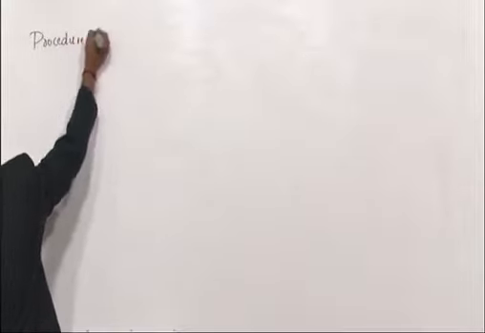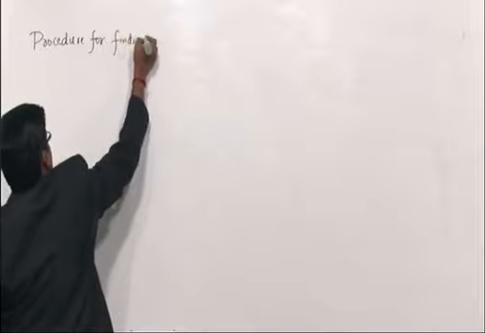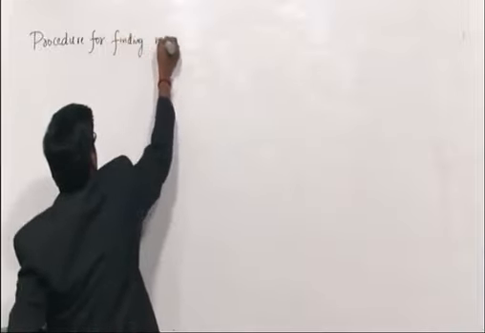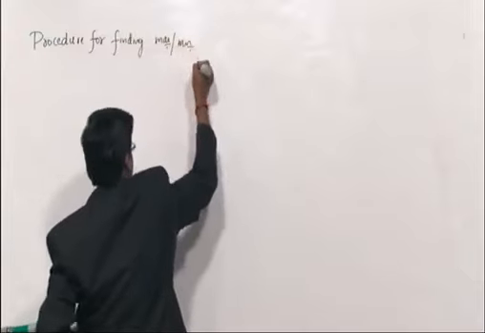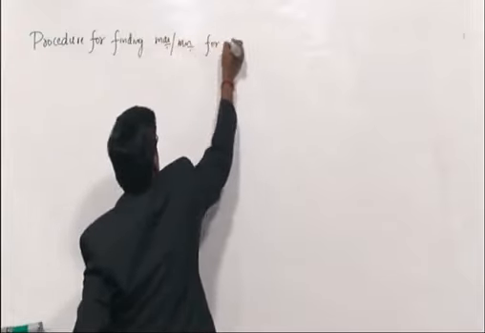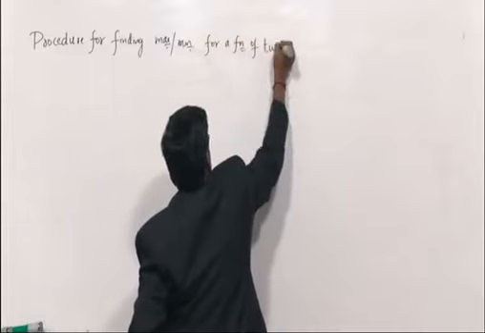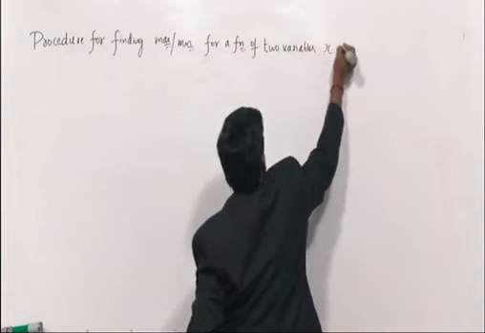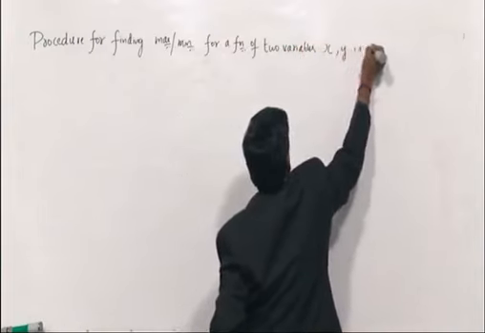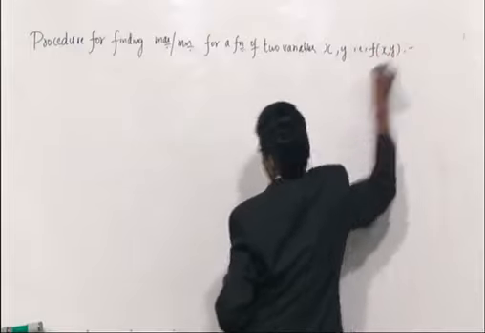Procedure for finding maximum and minimum for a function of two variables x comma y, that is f of x comma y.